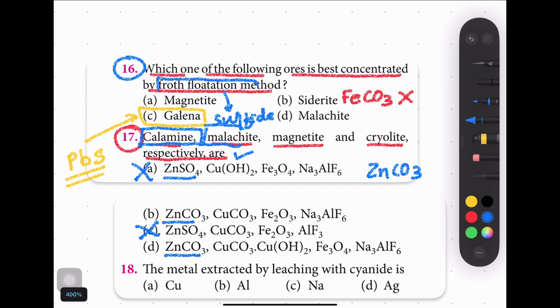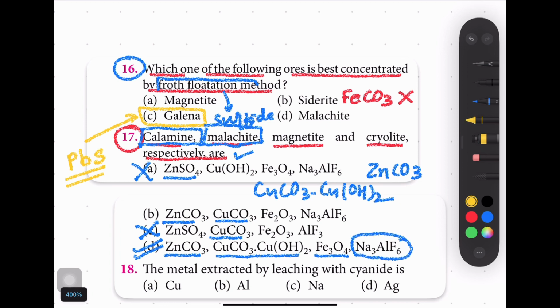Now malachite is basically copper carbonate, that is cupric carbonate and copper hydroxide. So we can see cupric carbonate only, hydroxide is not there. It means the correct answer should be D. And magnetite is also Fe3O4, and this Na3AlF6 is your cryolite. So basically in this question we are getting the correct answer to be D.